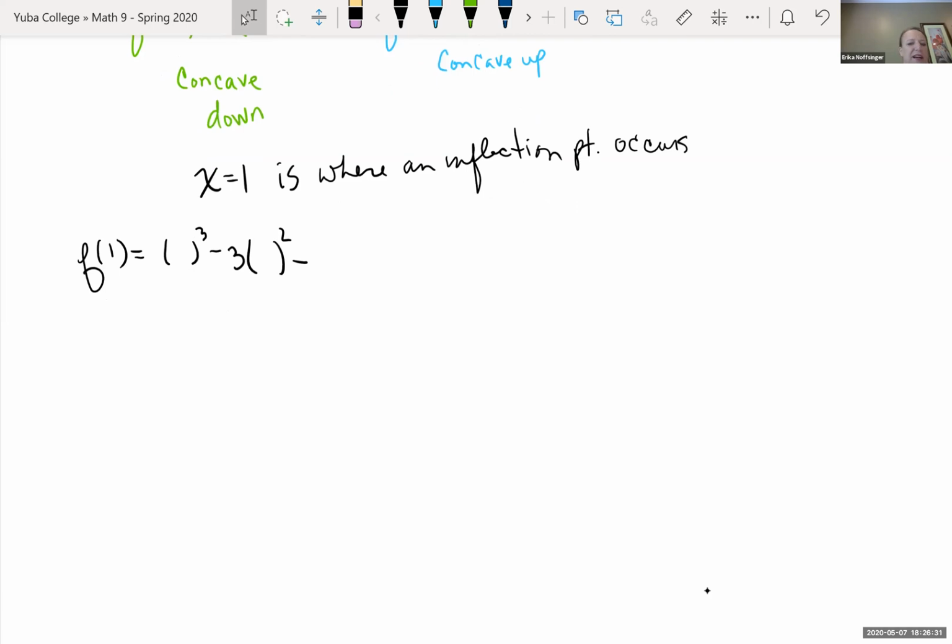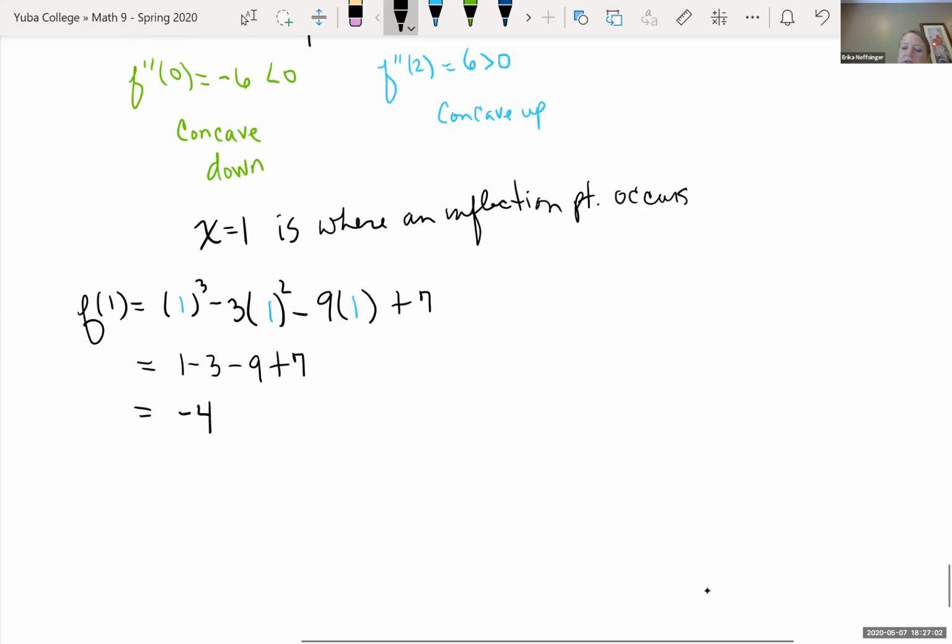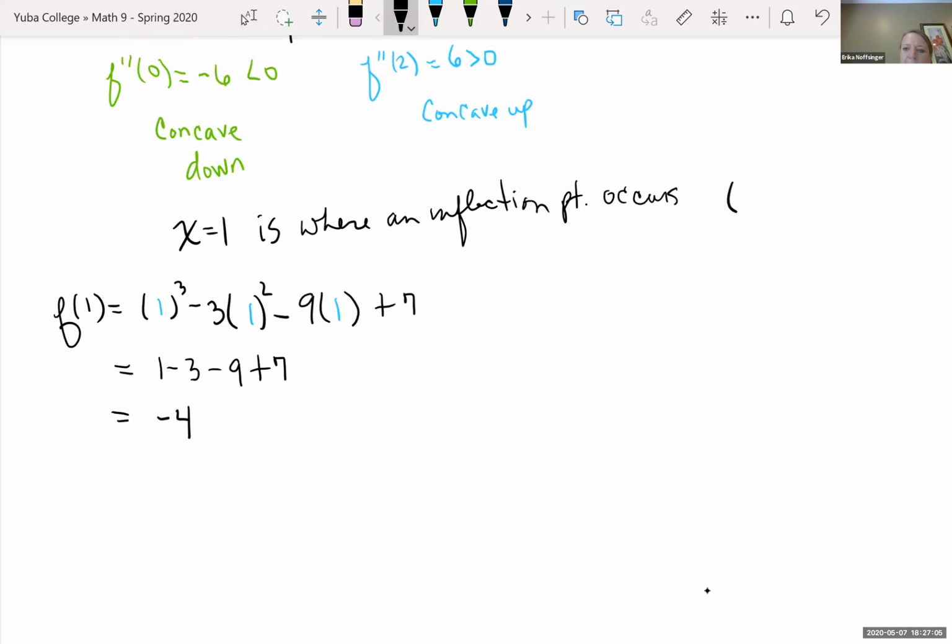So I have -9. I was writing a parentheses. You're going to plug in 1 plus 7. So plugging in 1, we get 1 minus 3 minus 9 plus 7. So 1 minus 3 is -2. -2 minus 9 is -11. And -11 plus 7 is -4. Okay, so we know that this point is (1, -4).